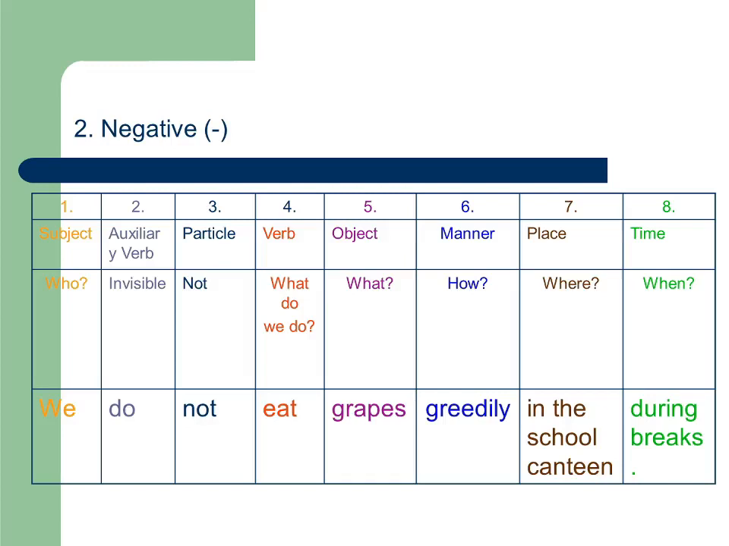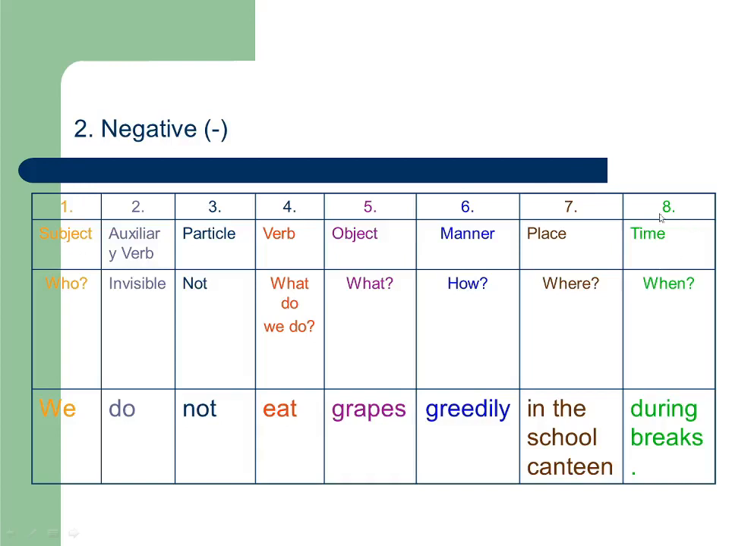So you look at these examples, look at these methods where the subject comes first, then the auxiliary verb, then the particle, then the verb, then the object, then the manner, then the place, then the time. So you must understand these eight things. These eight things are the rule of a negative sentence.